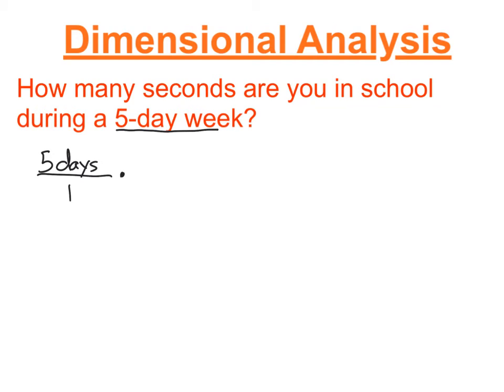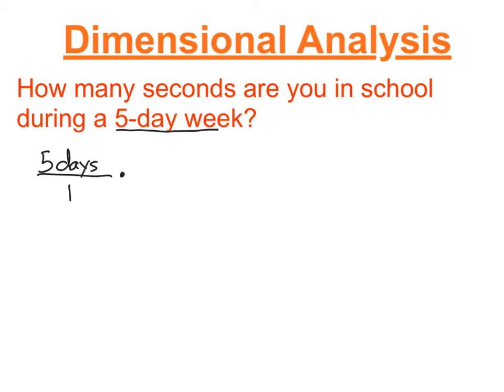Now let's think about this school day. How long are you in school? Let's go with the typical normal school day, which means we start at 7:30 and we go until 2:20. Just about 7 hours. Now let's say it's 6 hours and 50 minutes. Now let's just assume that we're here a little bit before 7:30 and we're here a little bit after 2:20.